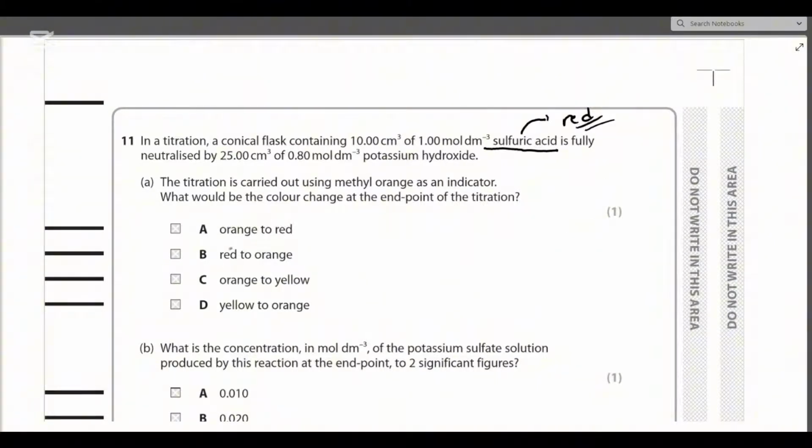So from red, it will go to another color. The only option here that provides red to something is option B. Because at first it was red due to the acidic solution, and then at the end point, when it was near to being neutralized, it turned orange.